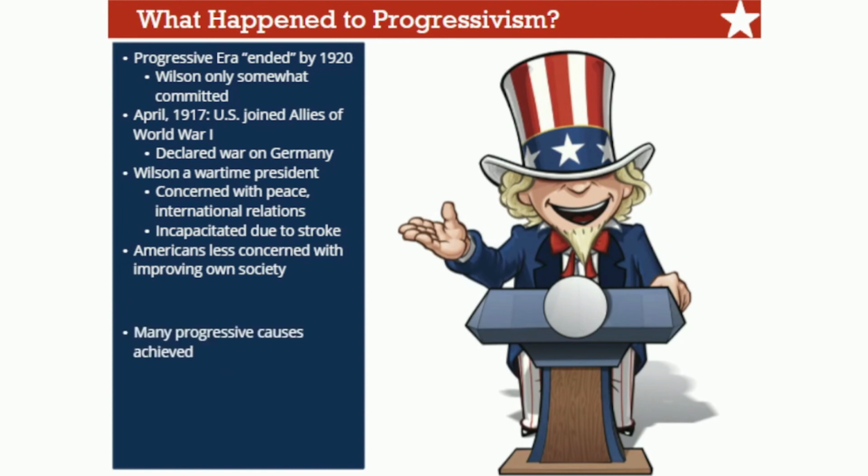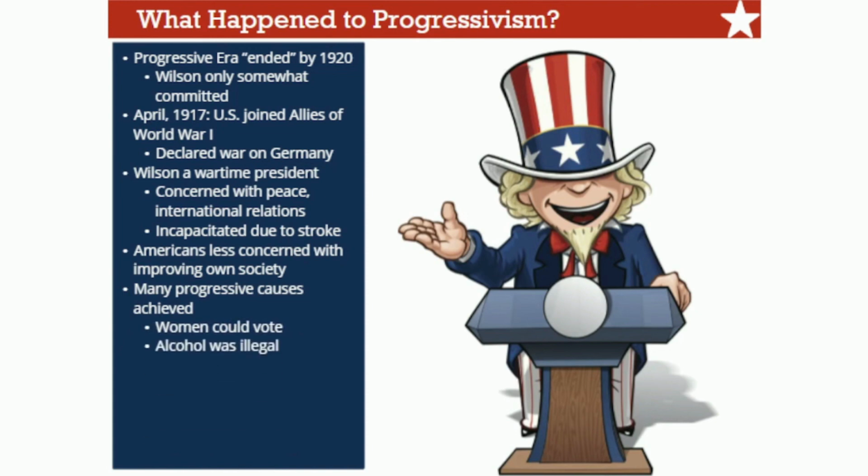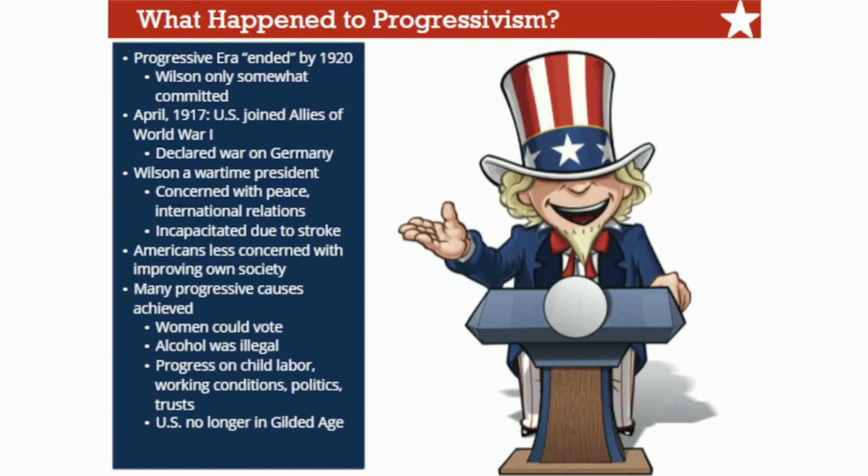Also, to take the long view, many progressive causes had been achieved, all or in part, by the end of the decade. Women gained the right to vote. Alcohol was made illegal, the long-sought goal of the temperance movement. Progress had been made on issues like child labor and safer working conditions. Politics had been cleaned up somewhat, and the trusts had been busted to an extent. Conservation of natural resources was now permanently part of the national agenda. The United States was no longer in the Gilded Age.